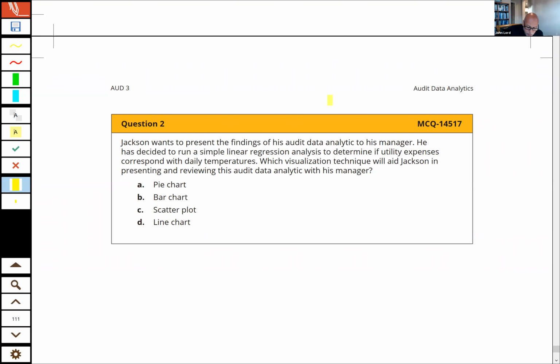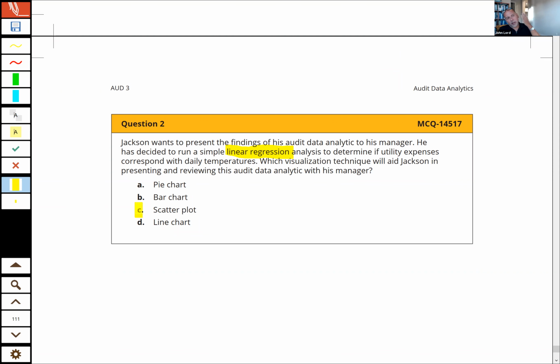Okay, most of us got it right, 70%. Some folks were in favor of D, line chart. A couple of key things here. One, they talked about using linear regression. So we've got a clear flashcardable item here: the scatter plot is what's best for linear regression.